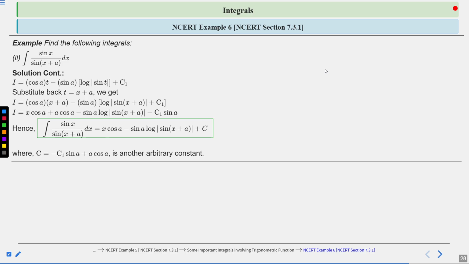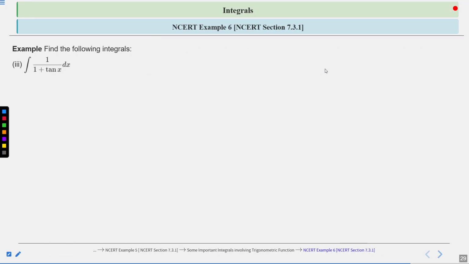Hope it's clear to all. Okay, let's move to the next part. Next part is part 3. Find the following integrals. You have to find the integral of 1 upon 1 plus tan x dx.